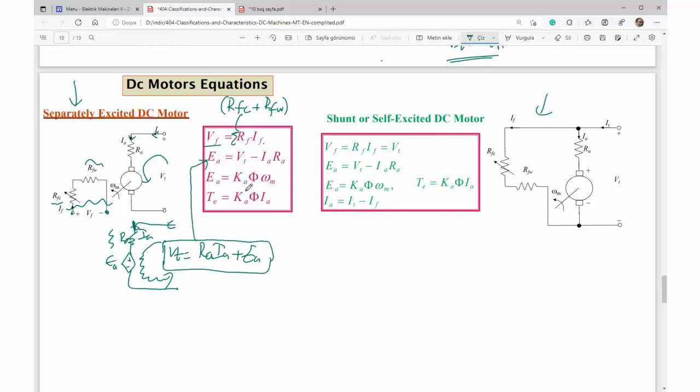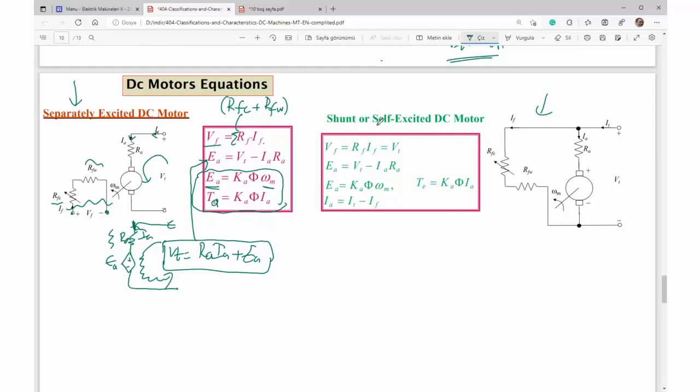And there are two basic equations. Those are EMF equation and torque equation. Armature torque is equal to Ka times flux times armature current, and that is the mechanical speed of the shaft, omega, and armature EMF induced in the armature.